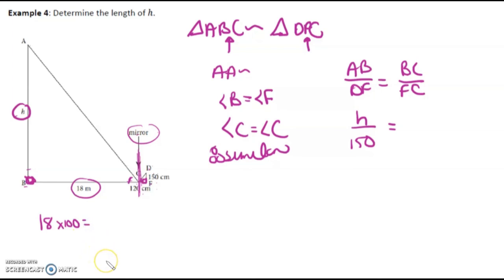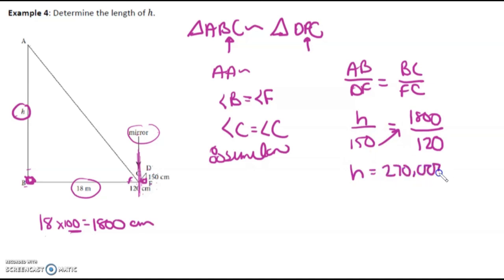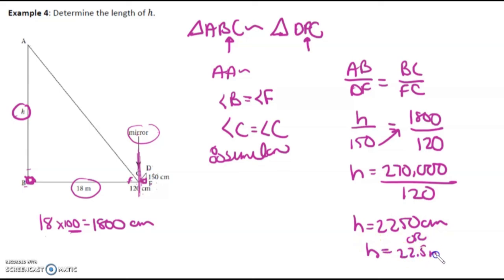We talked about how the purpose of similar triangles is to solve for objects or things that we can't get to, so we have a really good estimate. We multiply 18 by 100, since there's 100 centimeters in a meter. We get 1800 centimeters. So 1800 in the numerator, and 120 in the denominator. Cross multiply, I get H equals 270,000 over 120, so H equals 2250 centimeters or 22.5 meters.